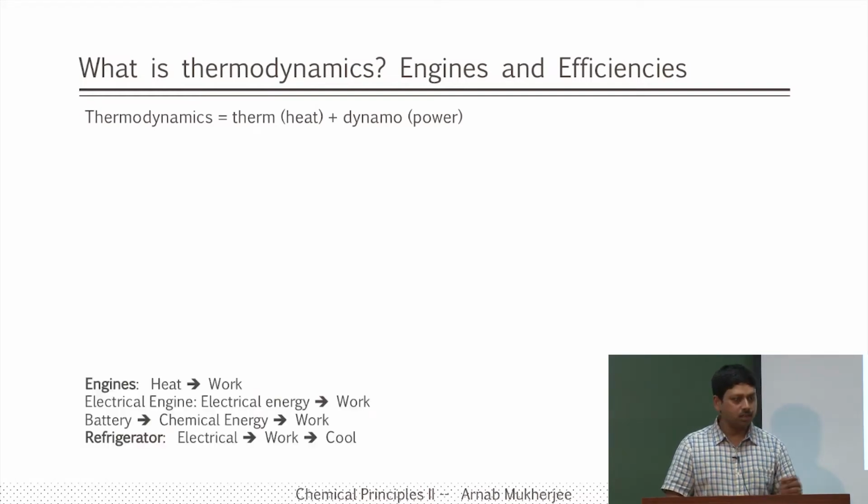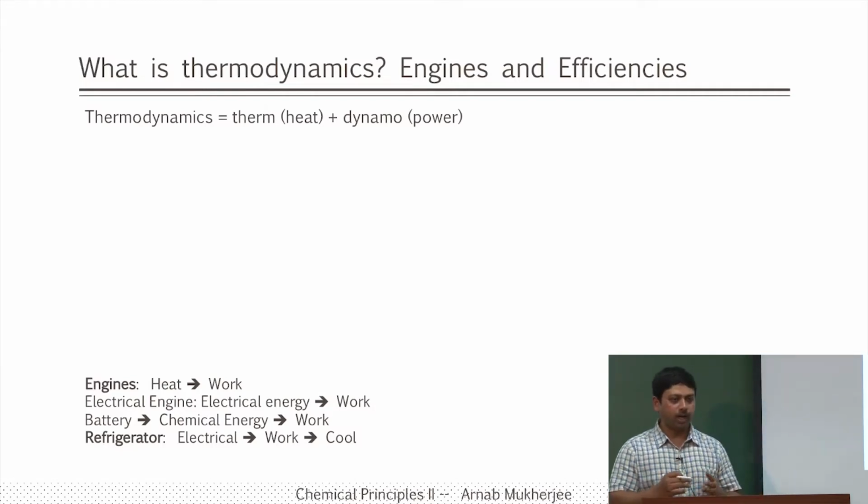And engines, as I said, are basically the conversion of heat to work. An electrical engine will convert electrical energy to work, a battery converts chemical energy to work. A refrigerator will use electrical energy and do the work and cool the system. A refrigerator is typically the opposite, where we do the work and get the heat out.